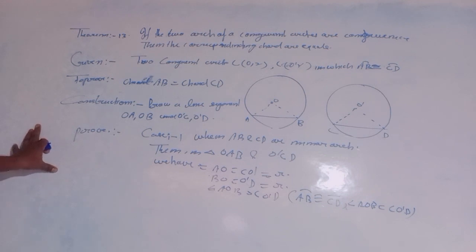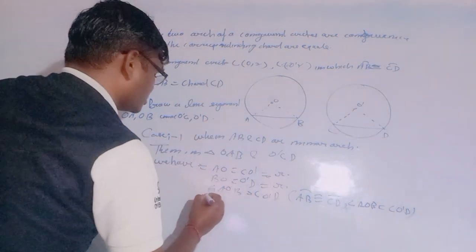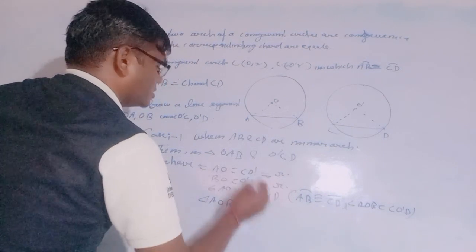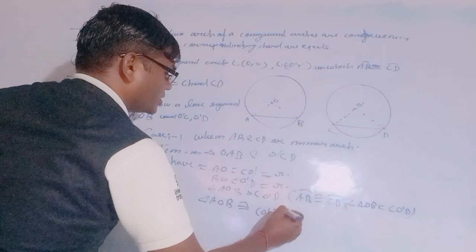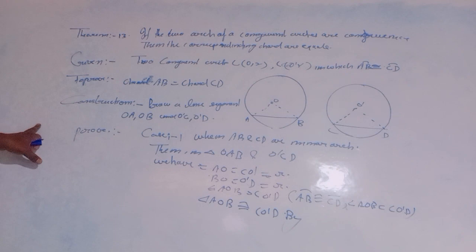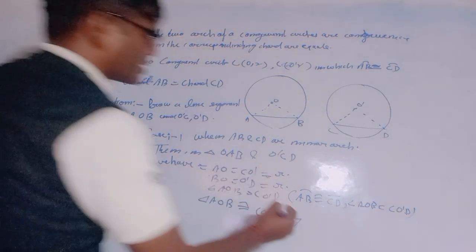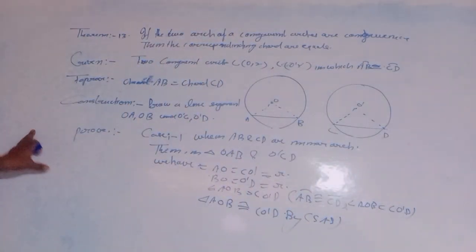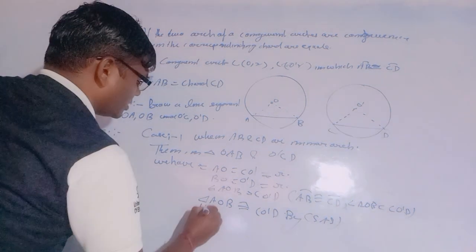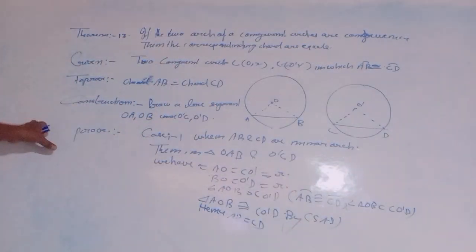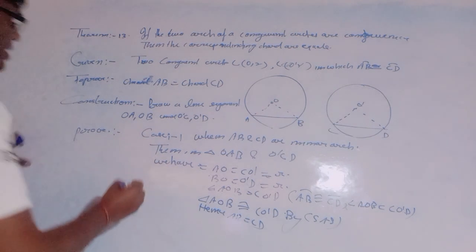So triangle AOB is congruent to triangle CO dash D by the side-angle-side criterion, SAS. Therefore, by SAS, chord AB is equal to chord CD. Now we will take the case second.